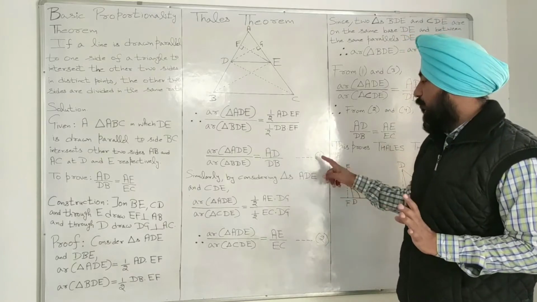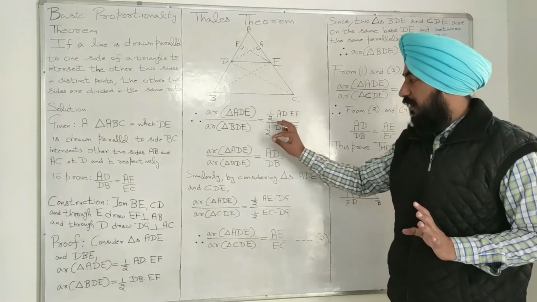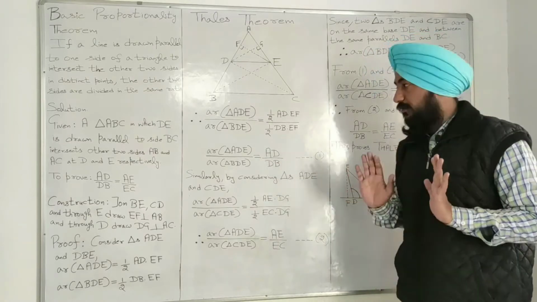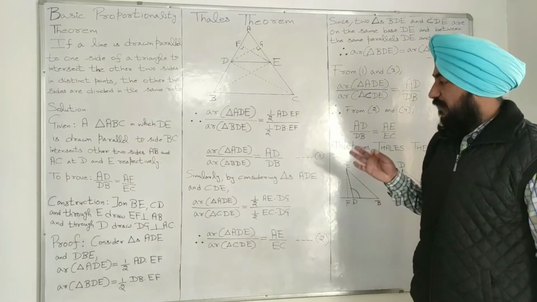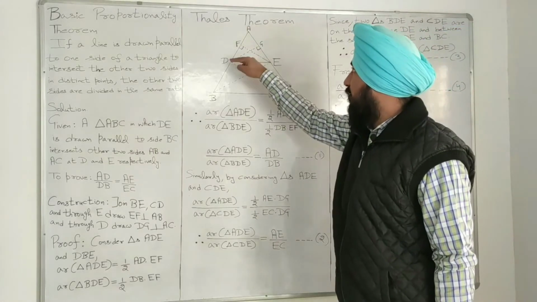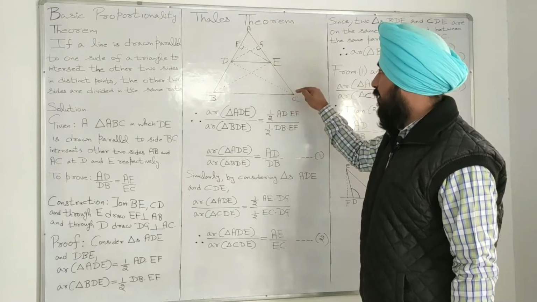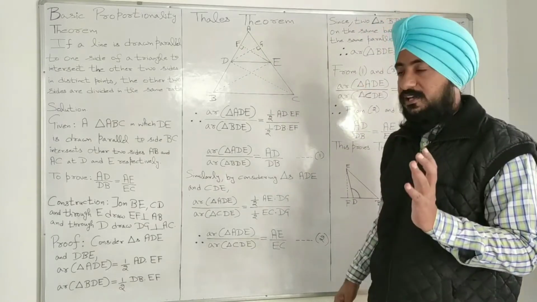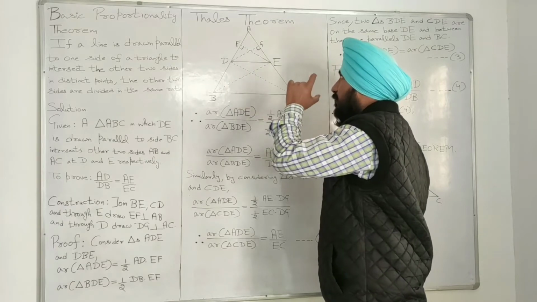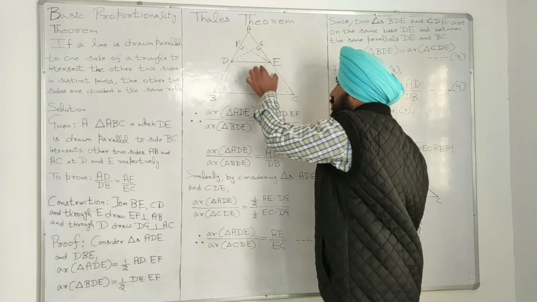Name this as equation number 1. So area of triangle ADE upon area of triangle BDE is equal to AD upon DB, and name this as equation number 1. Similarly, by considering triangles ADE and CDE, now I am taking this triangle ADE and now I am taking this triangle CDE. In the first case, I had taken this triangle ADE and this triangle DBE. Now I am taking this triangle ADE and this triangle CDE.